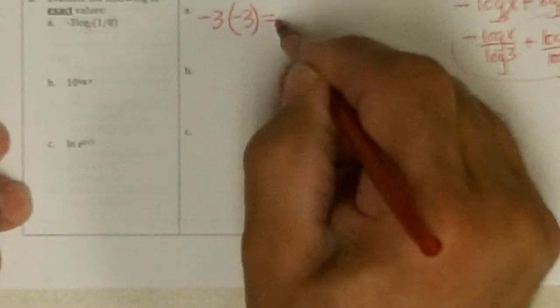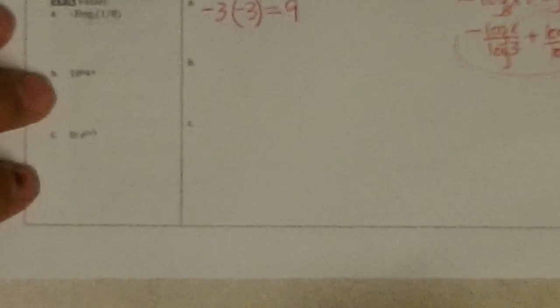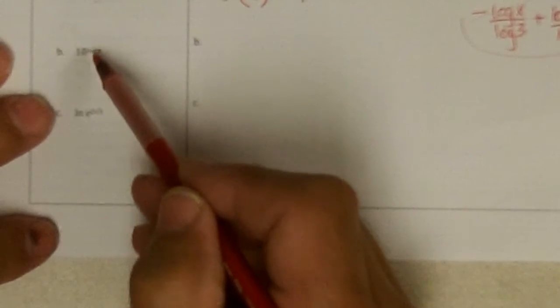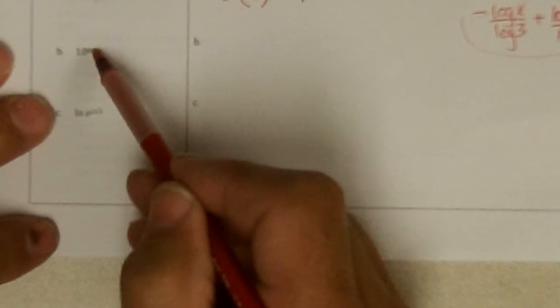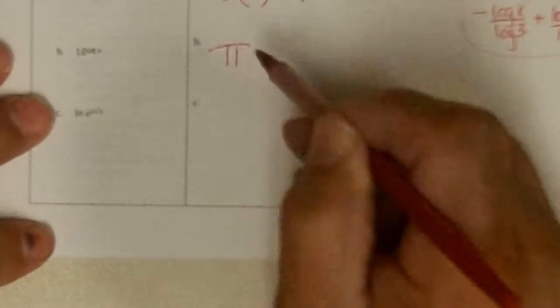So this comes out to be exactly positive 9. Now this says, to what power do we take 10 to get pi? And then we're taking 10 to that power. So 10 to a power and log are inverse operations. They cancel each other, and this becomes just simply pi.